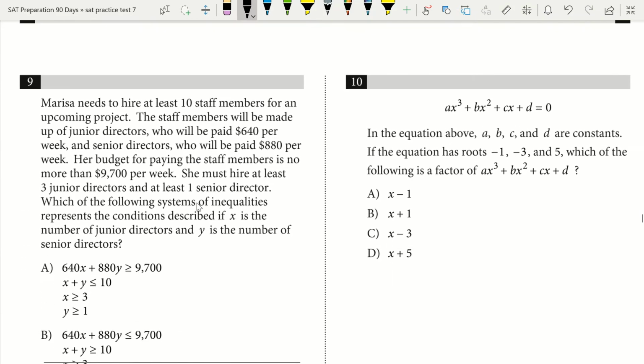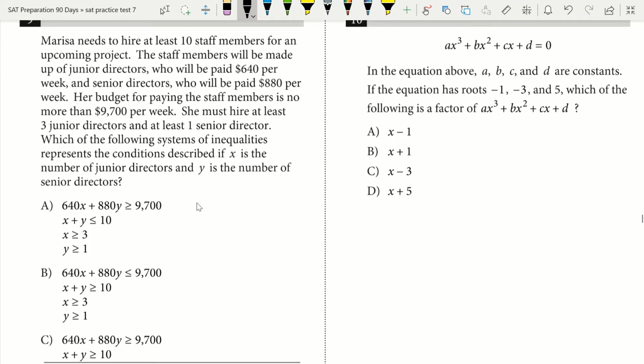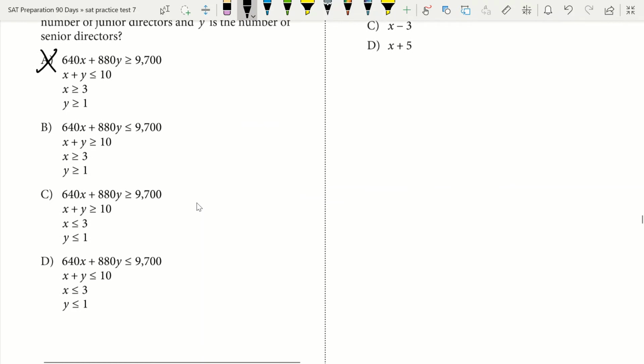Number 9, Marissa needs to hire at least 10 staff members for an upcoming project. She's got junior directors and senior directors, each paid different amounts. Her budget is going to have to be no more than $9,700, so her answer's got to be less than $9,700. So A is wrong, and so C is wrong. Next, we know she has to hire at least 10 people, so x plus y has got to be greater than or equal to 10. So the answer's going to be B.